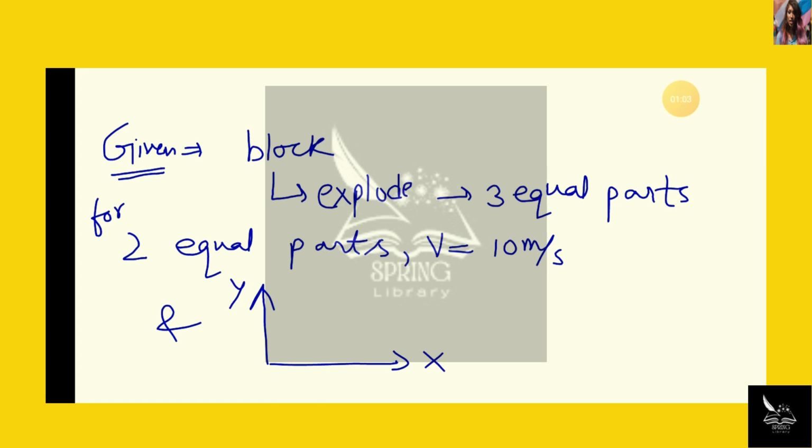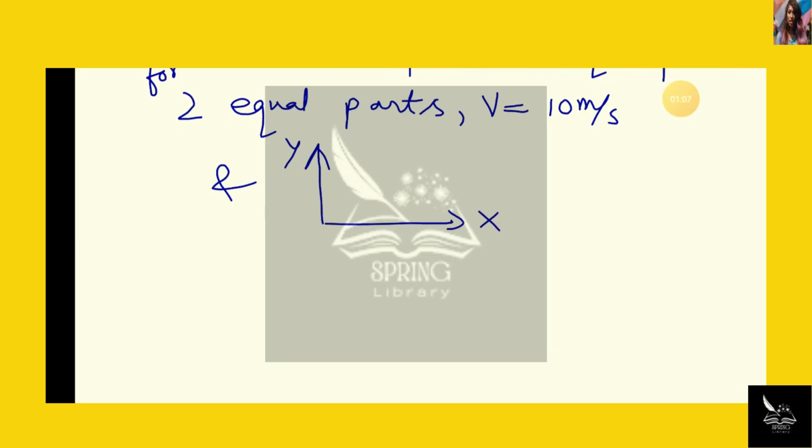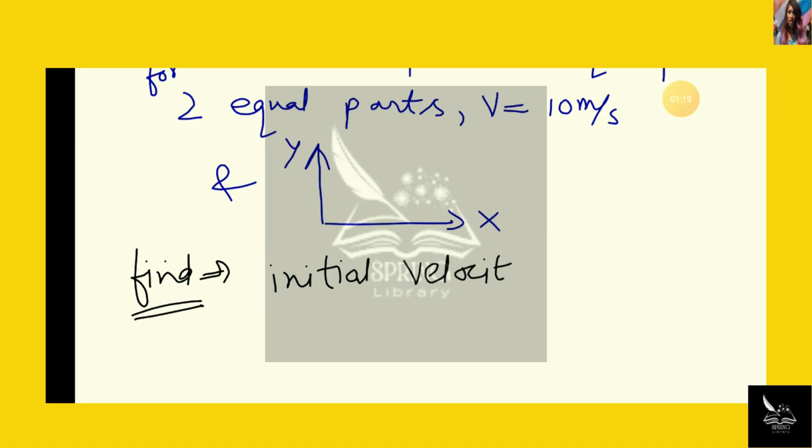Now after giving this data, the question asks us to find the initial velocity of the third part. So now let's start answering this question.